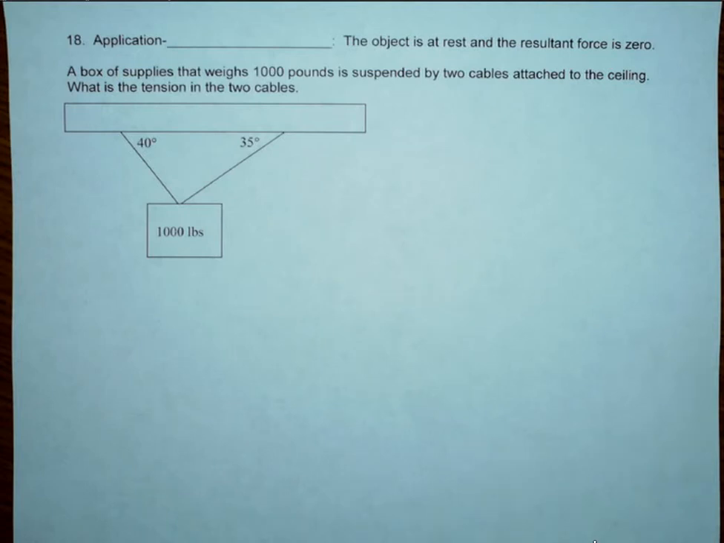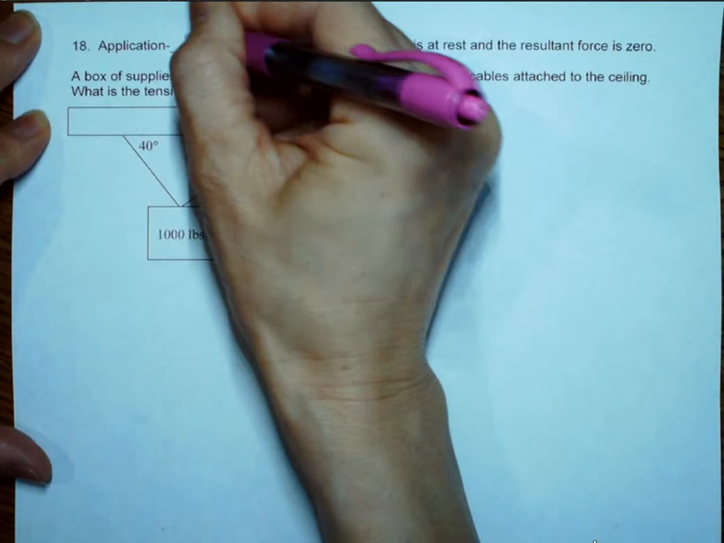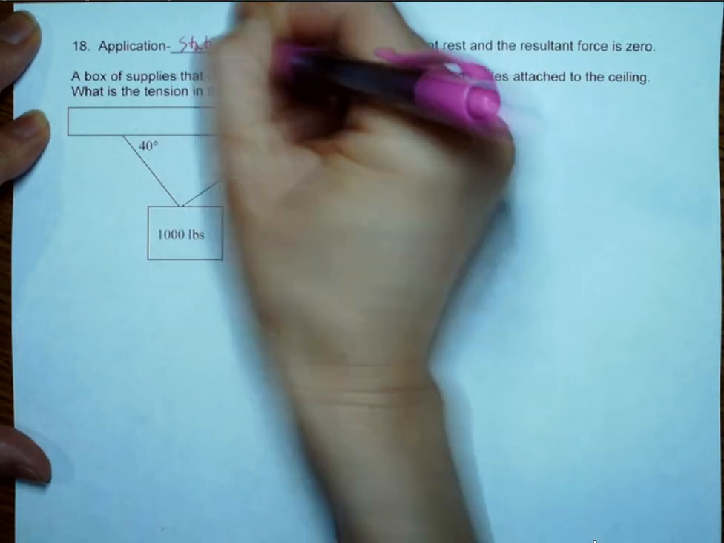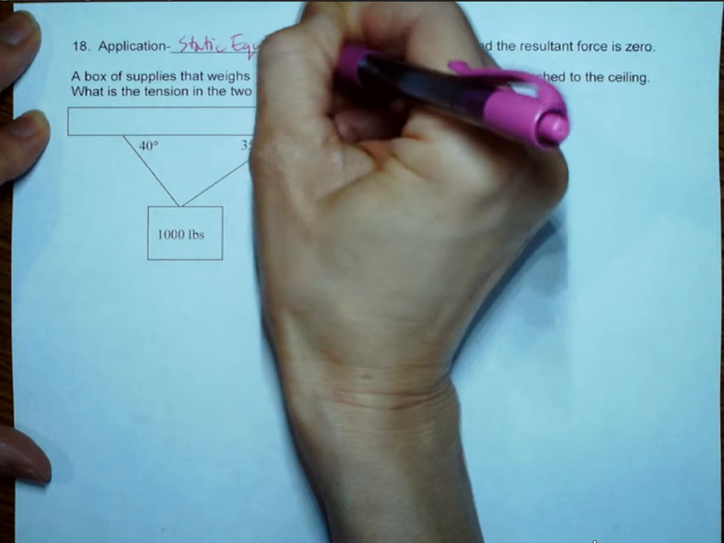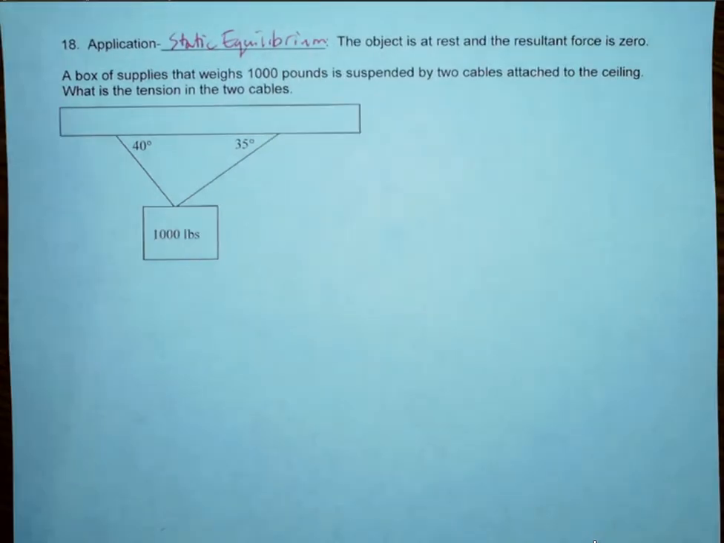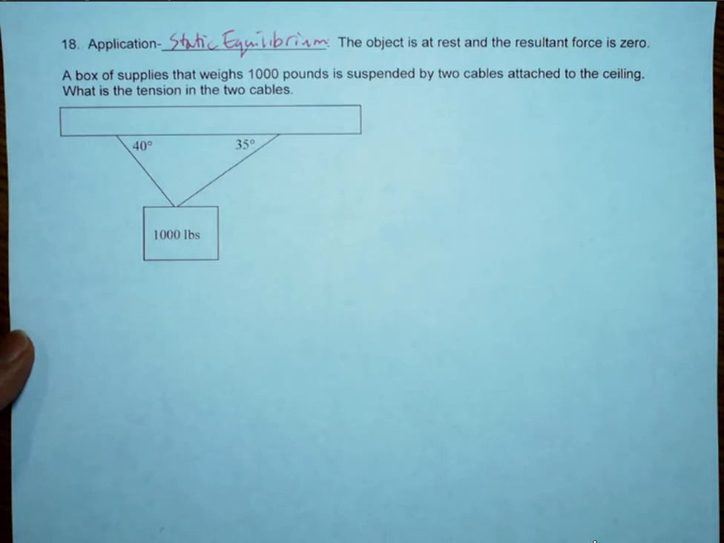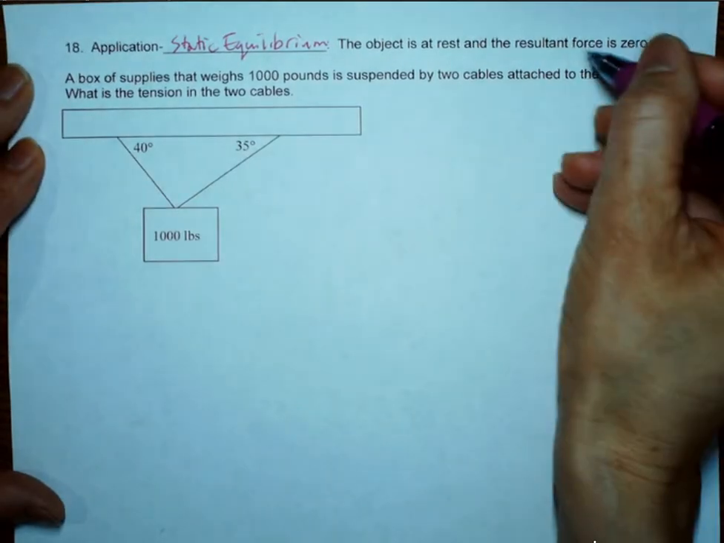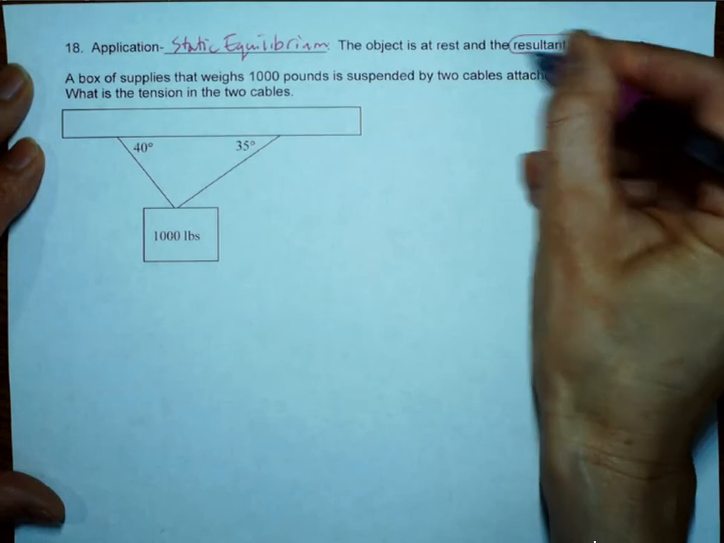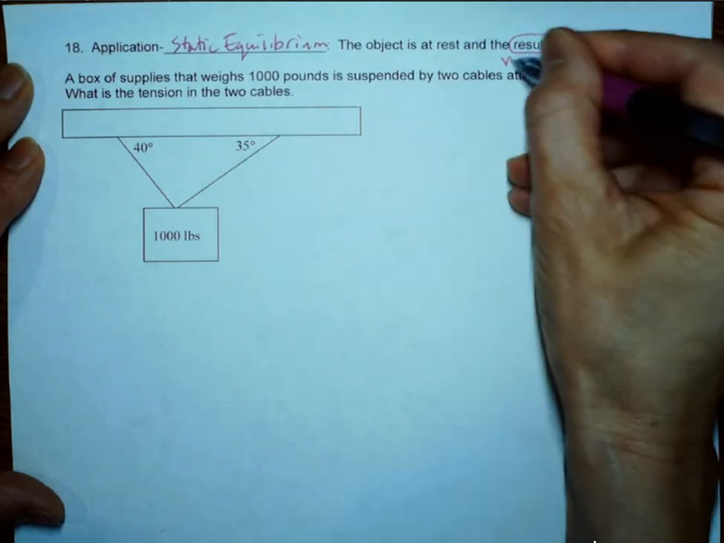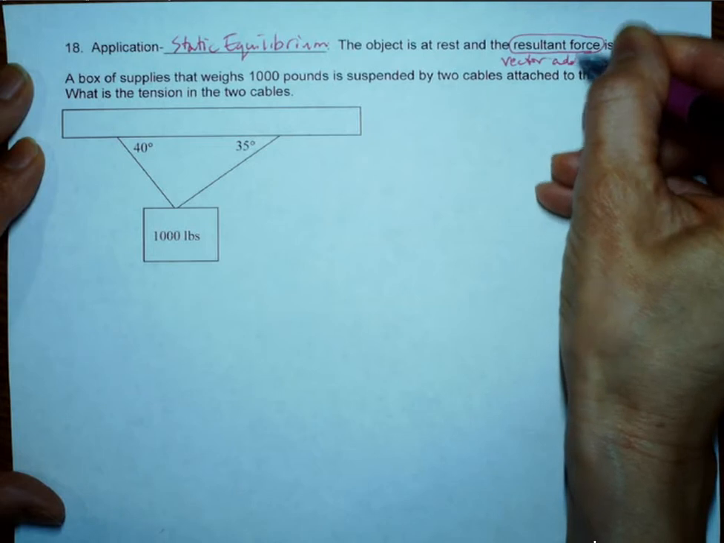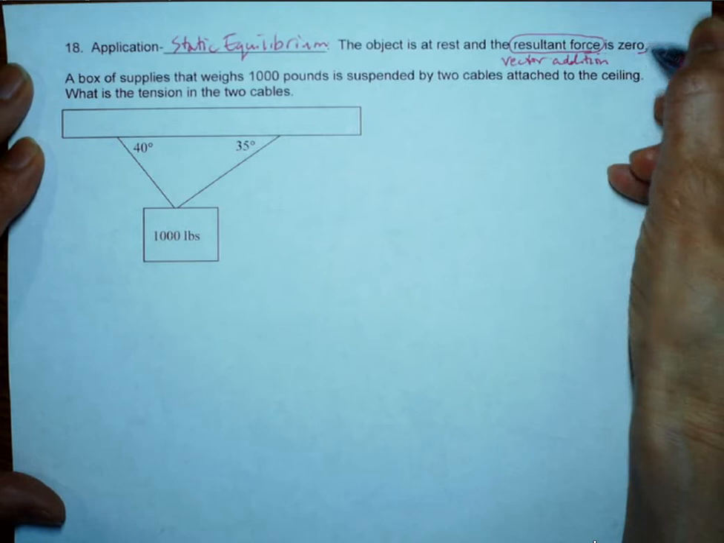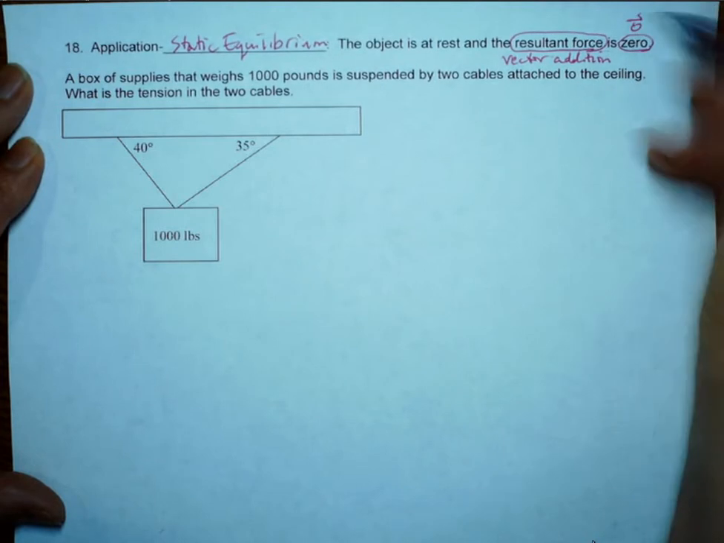This example is on static equilibrium on page 27 of your class notes, and it's example 18. So, static equilibrium: the definition is the object is at rest and the resultant force is zero. So resultant force, remember, is addition of vectors. And if it is a zero vector, that means that it is going to be 0, 0.